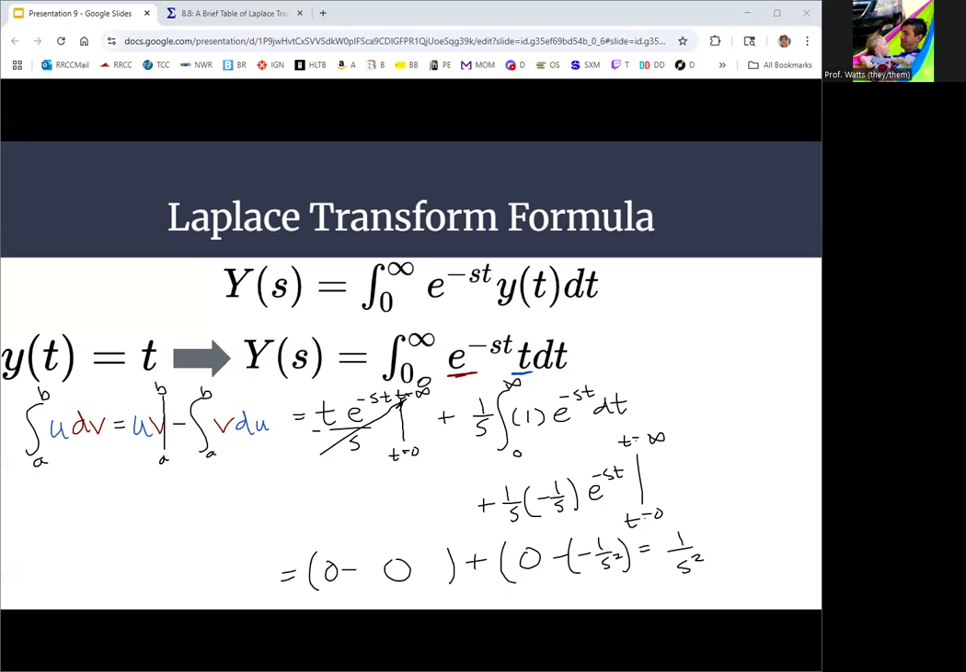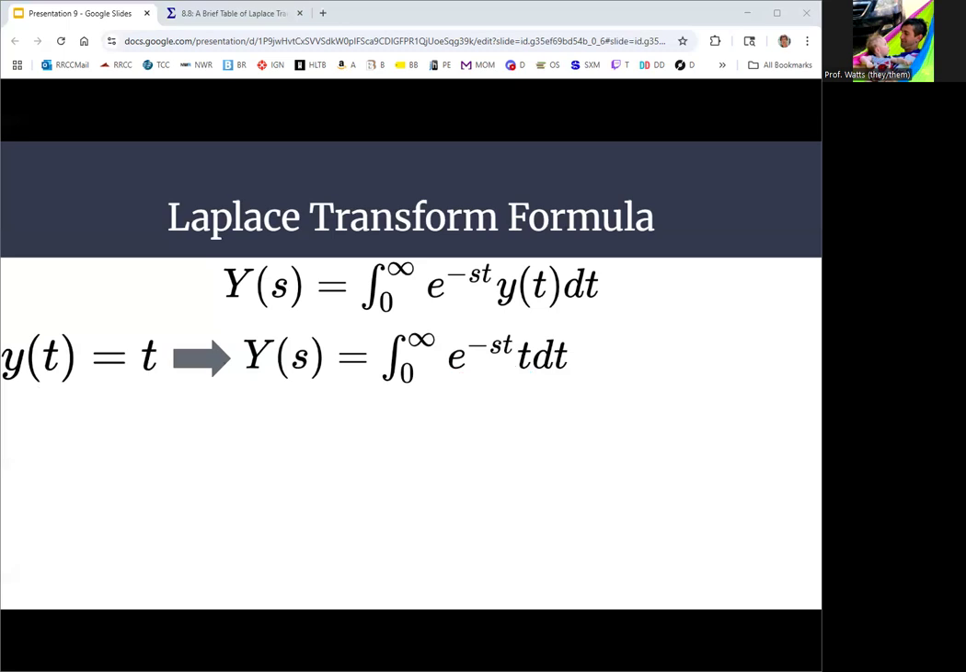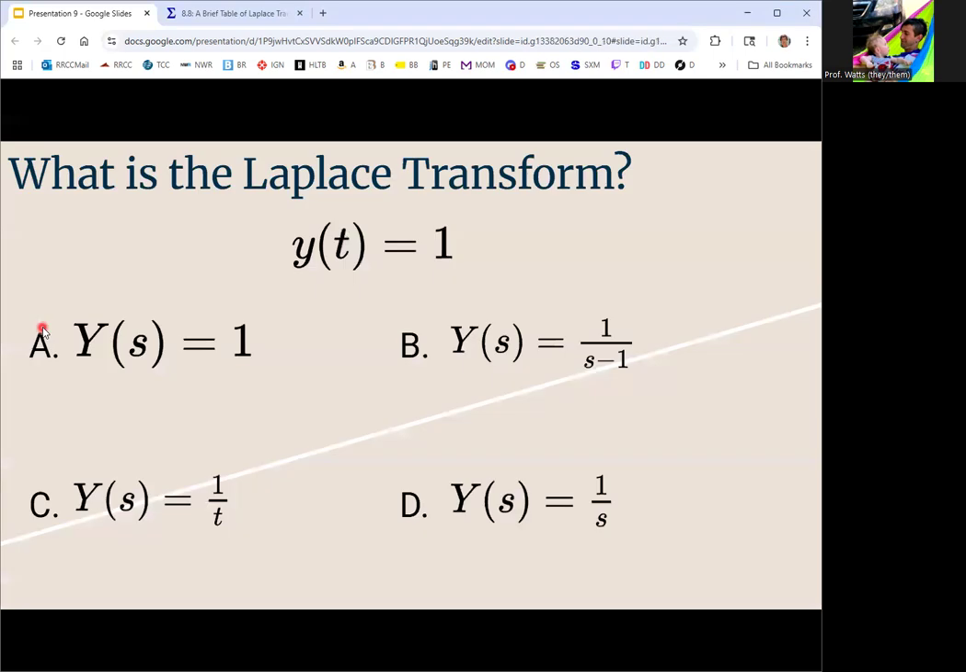All right, why don't you try using the formula? Go ahead and write that formula down, and pause it if you need more time. Try taking the Laplace transform of the constant function, y of t equals 1.